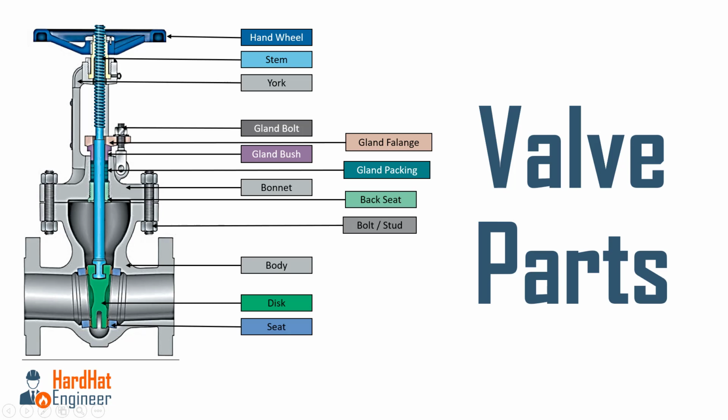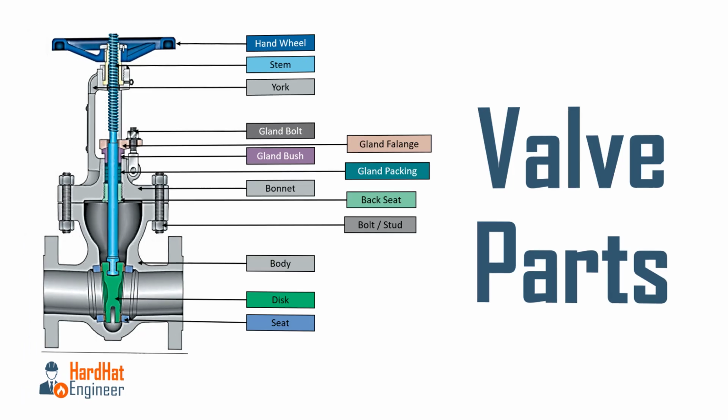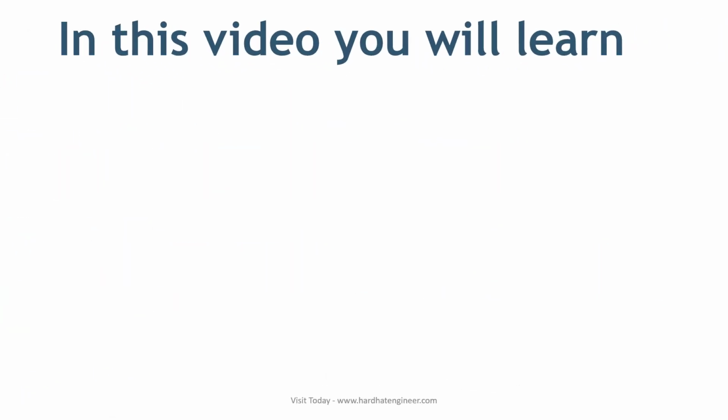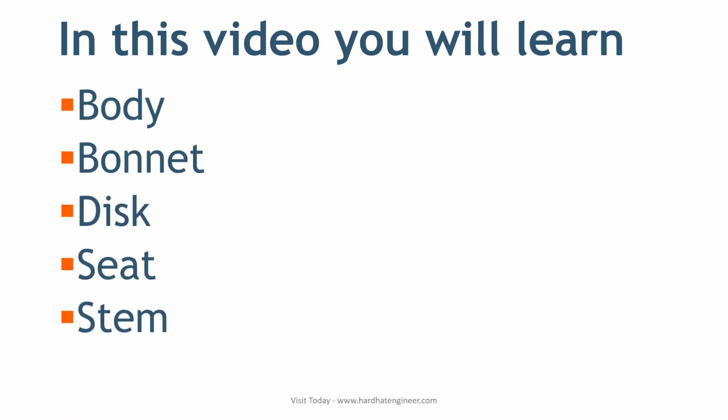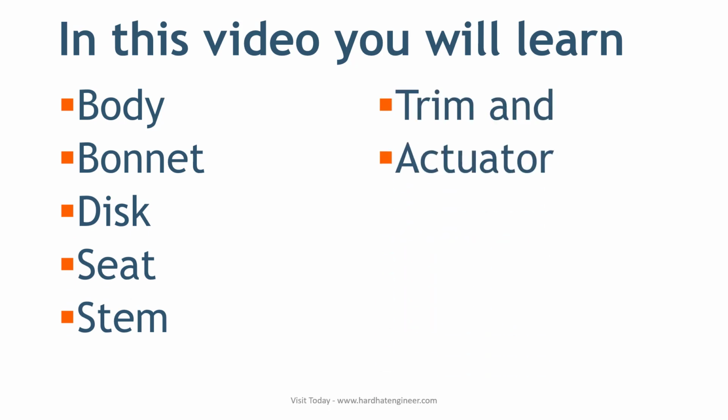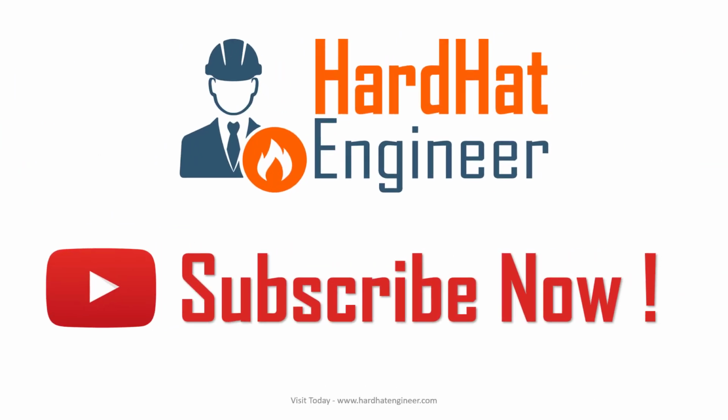In this video, you will learn the different parts of valves. The valve is an assembled product. It consists of various parts. Knowing of this part is a must if you are working with valves. Watch this video till the end so that you will learn about body, bonnet, disc, seat, stem, trim, and actuator that are used in valves.